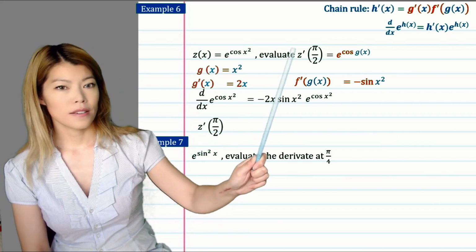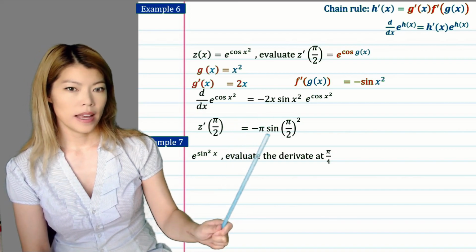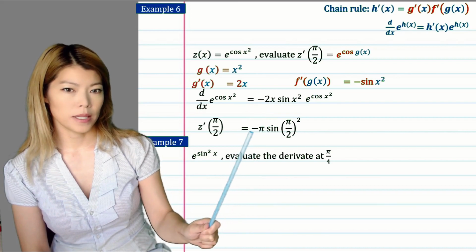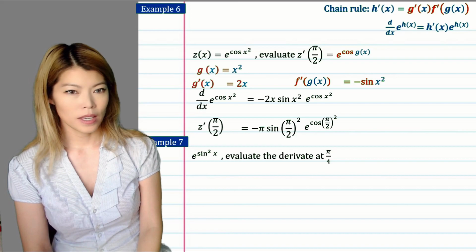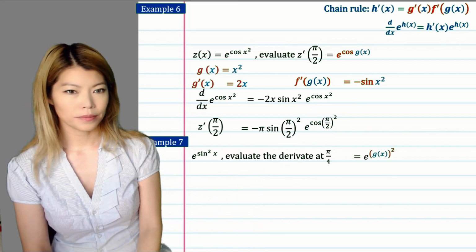Not quite, because it's asking for the derivative at pi over 2. So all we do is substitute where we see x by pi over 2, and negative 2 times pi over 2 just becomes negative pi, and we have sine pi over 2 squared. And then e to the cos pi over 2 squared.